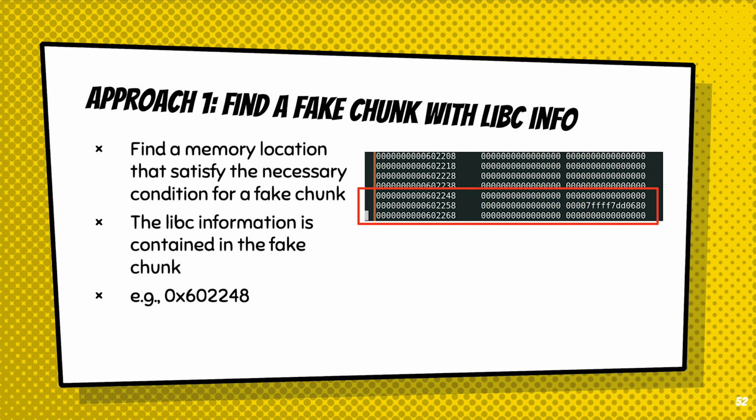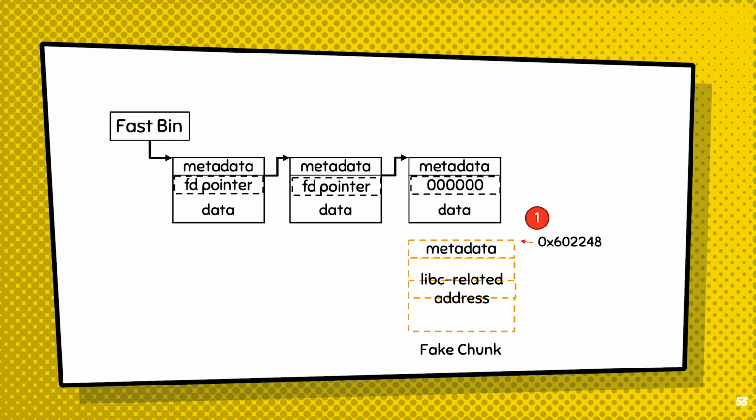For example, in this case, I just searched the memory and then I found that memory 602248 contains the information of a heap-related memory. And also, it has those zeros, which is necessary for a fake chunk for use after free vulnerability. Therefore, I'm going to use this address as the start of the fake chunk, and then I can take advantage of a use after free vulnerability to link the chunk with a known existing chunk in the fastbin.